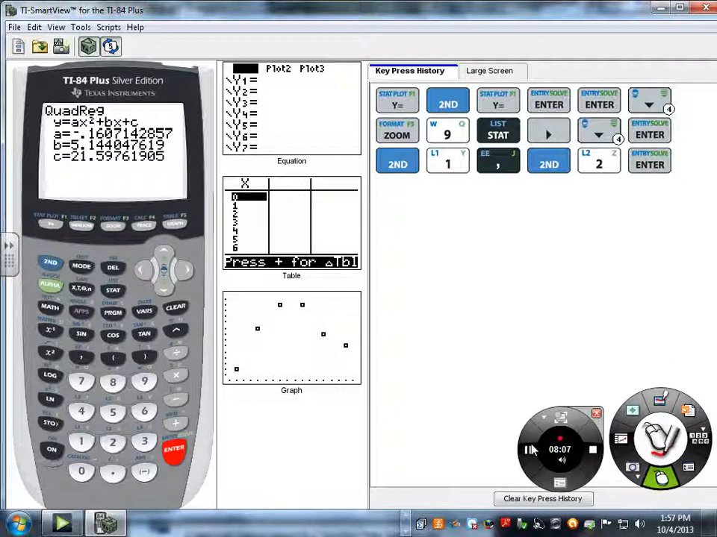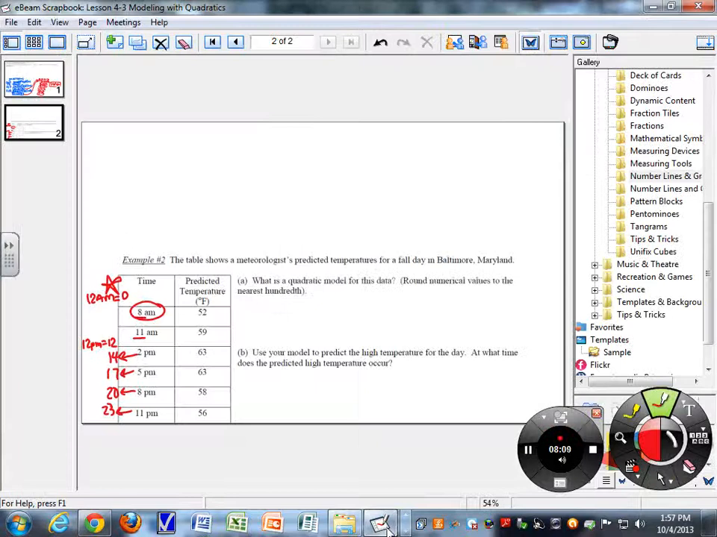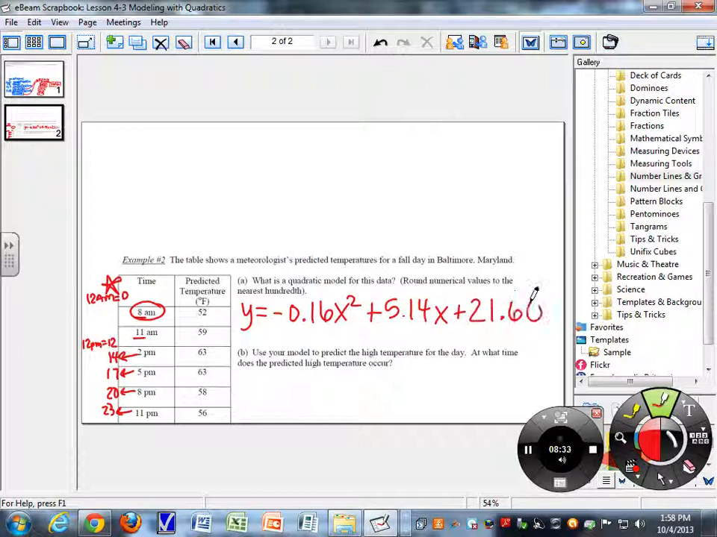So we want to go ahead and write these values on your note guide. Okay, so if we go back to our note guide and write in this information, it asks for the quadratic model rounded to hundredths for numerical values. So we're going to have y equals negative 0.16x squared plus 5.14x. And that c value, when we round it, the 9 gets rounded to 10, which essentially just makes it look like 21.60. So that would be the model for my quadratic.